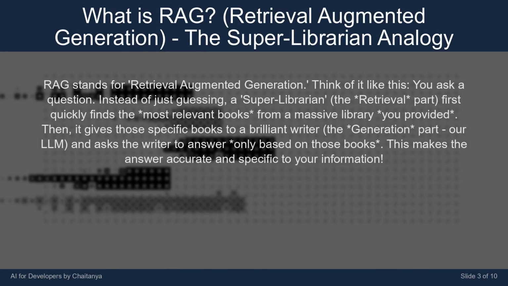RAG stands for Retrieval Augmented Generation. Think of it like this. You ask a question. Instead of just guessing, a super librarian, the retrieval part, first quickly finds the most relevant books from a massive library you provided. Then, it gives those specific books to a brilliant writer, the generation part, our LLM, and asks the writer to answer only based on those books. This makes the answer accurate and specific to your information.